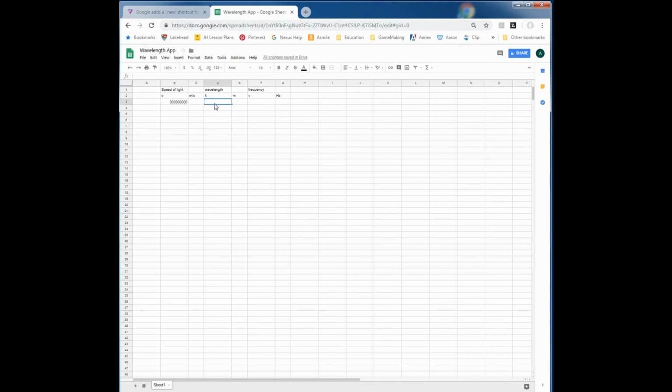And then this is where we're going to type in the numbers, wavelength or frequency. If we're looking for wavelength, the formula is c equals wavelength times frequency. So all you have to do is a little bit of algebra to figure out that wavelength always equals the speed of light divided by whatever the frequency is. And there's no numbers in here, so that's why it's giving us an error.